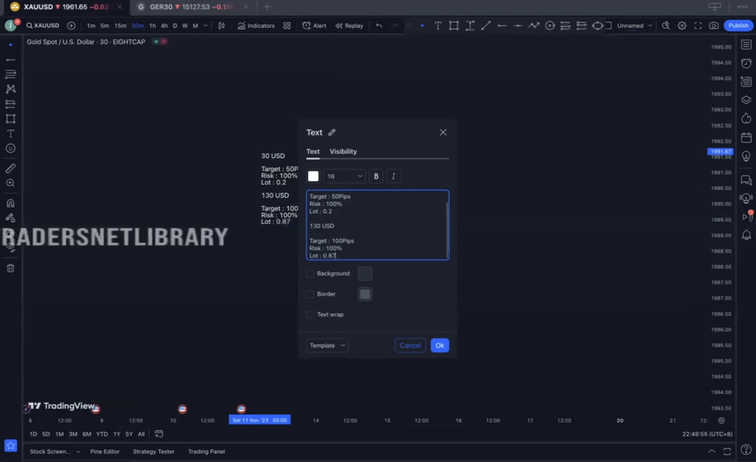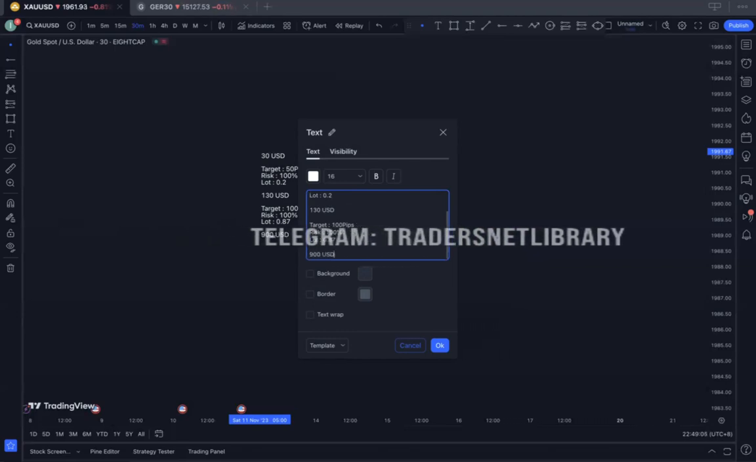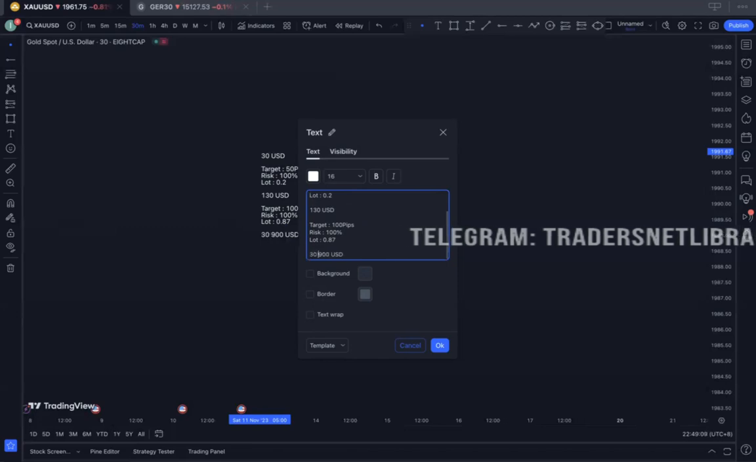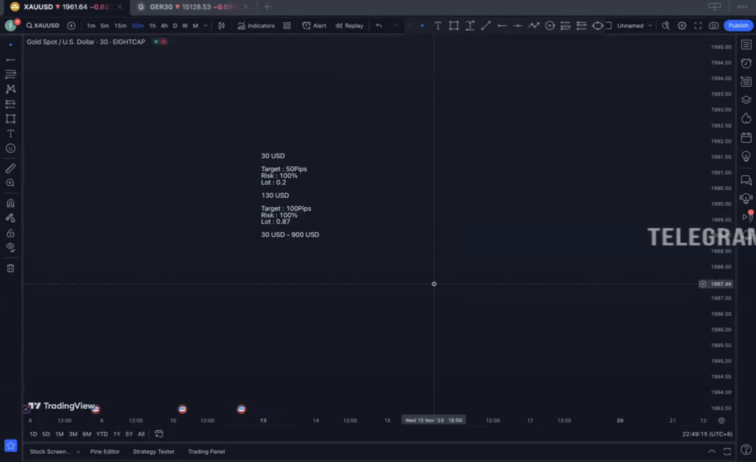So tell me, 0.87 for 100 pips, you will get like $870, right? Okay. So with two setups, you'll get like $900 from 30 US dollars. Simple math. It's two setups, which you can do in one day during your session actually.